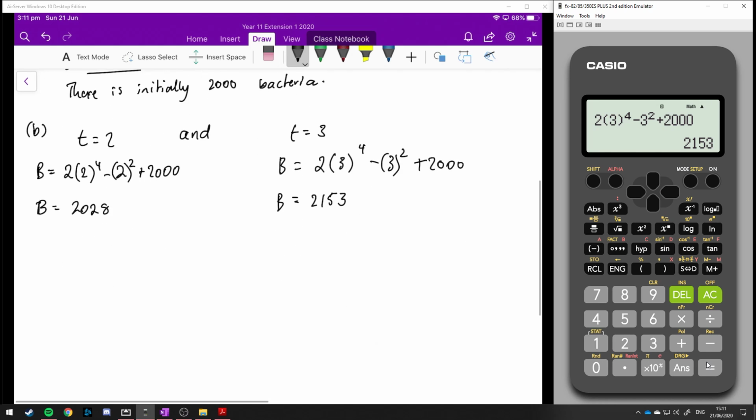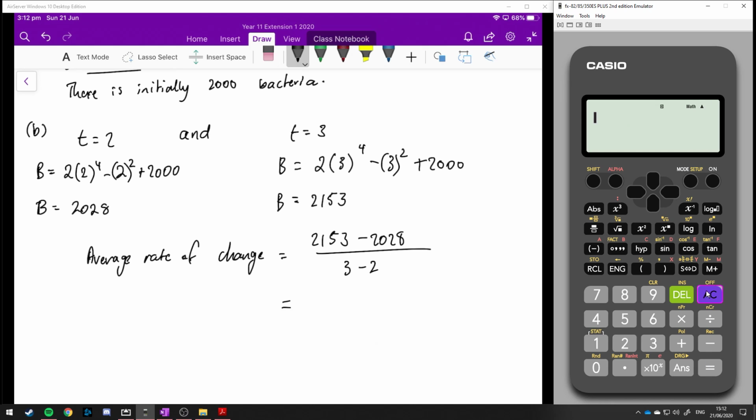2,153. Now, to work out the average rate, we're going to use our formula. So the average rate of change. This time it's just going to be the change in the bacteria: 2,153 minus 2,028 over the change in the time. So between the 3 and the 2 hours, it is only 1 hour there.